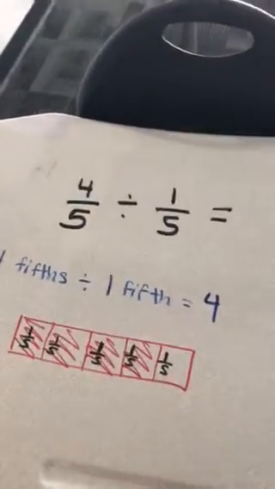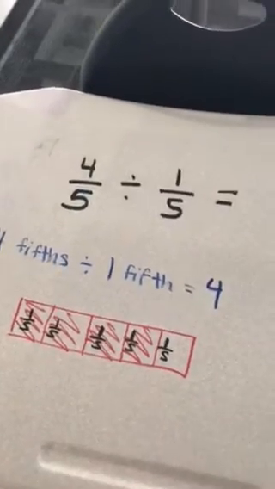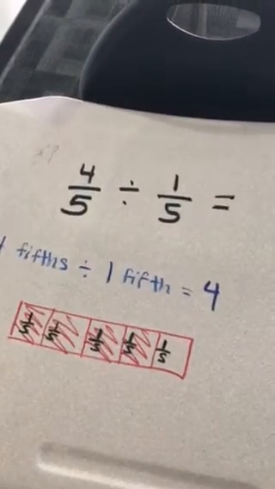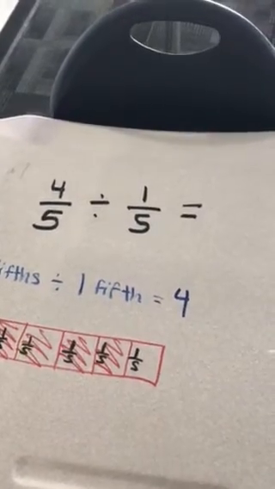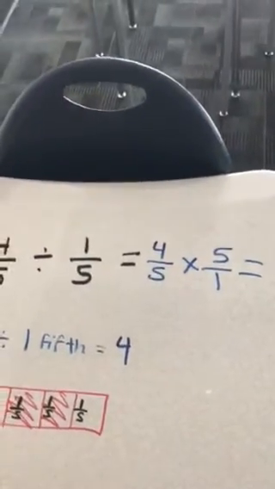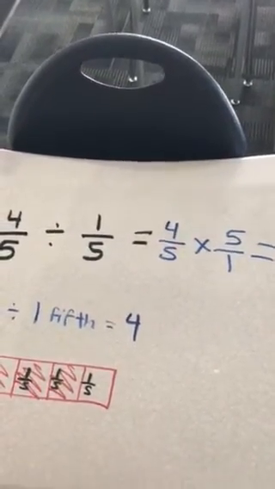Last but not least, let's solve the same problem using equations. So we're going to rewrite this expression: 4/5 divided by 1/5. Just like all the division we've been doing with fractions, we always write the reciprocal of the second number. So we rewrite this as 4/5 times 5/1, because multiplying by the reciprocal is the same thing as division, which we've been working on in previous lessons.